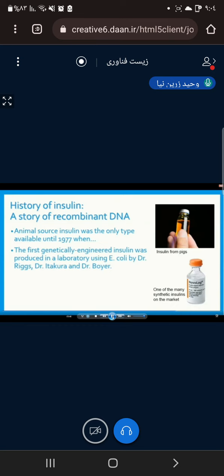In 1977, Dr. Riggs, Dr. Itakura, and Dr. Boyer created human insulin that was reproduced by E. coli plasmids. Today, the vast majority of insulin is produced by using recombinant DNA.